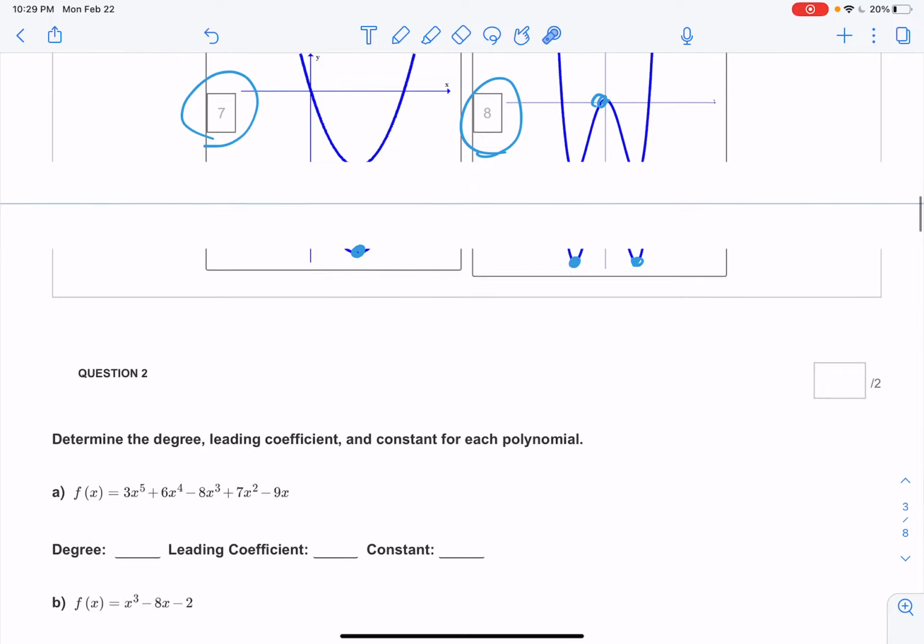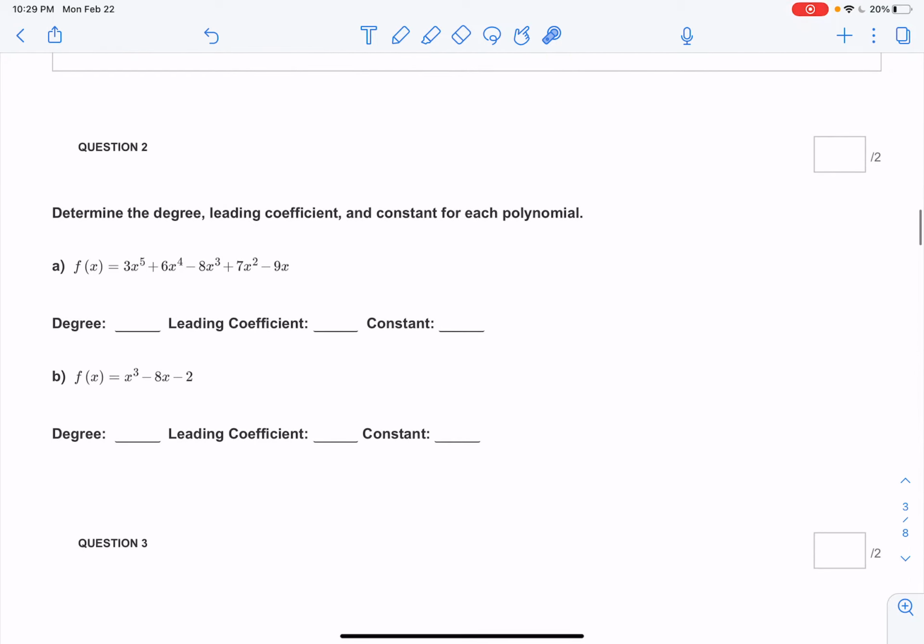so that's number 1, so you have to match it. So this is the next one. It says determine the degree, the leading coefficient, and the constant for each polynomial. Okay, so here, what is the degree of this polynomial? You're going to write it here. What is the leading coefficient of this polynomial and the constant? Same here. You're going to tell me the degree, the leading coefficient, and the constant.